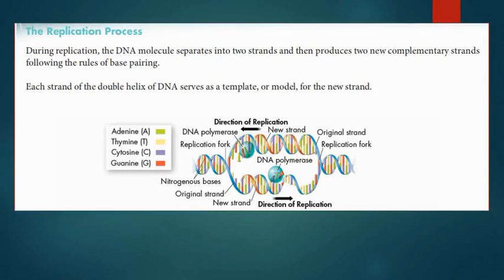Let's take a look at the replication process. During DNA replication, the DNA molecule separates into two strands and then produces two new complementary strands, following the base pairing rules. Each strand of the DNA double helix serves as a template or a model for the new strand.